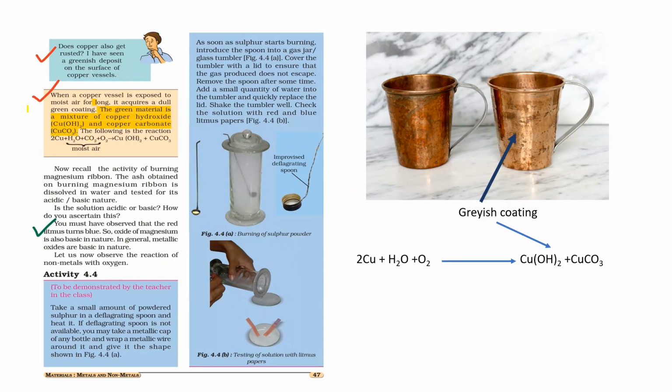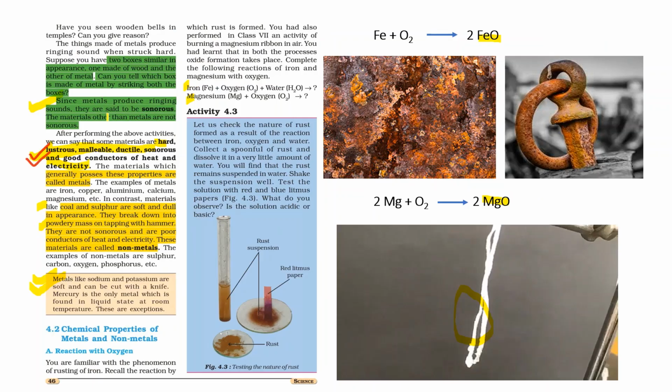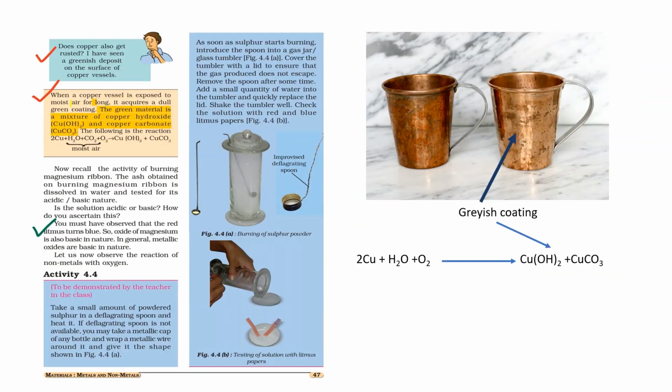the second GK question is that when copper vessels are exposed to moist air for a long time, they acquire a dull green coating. This is a dull green coating which is deposited on the copper metal jug. This is due to the formation of copper hydroxide and copper carbonate. These get deposited, and this color is a grayish coating. So that's why they affect our copper metals.